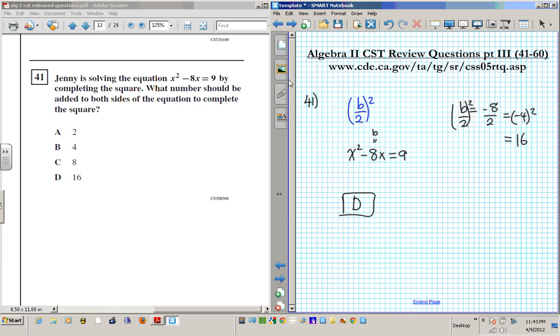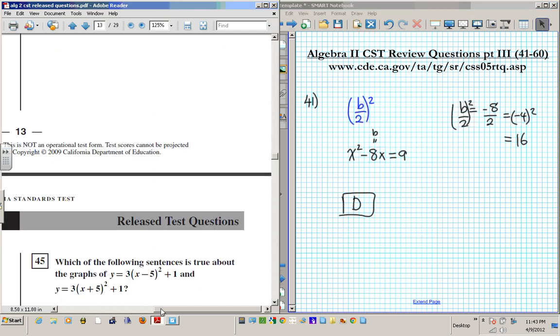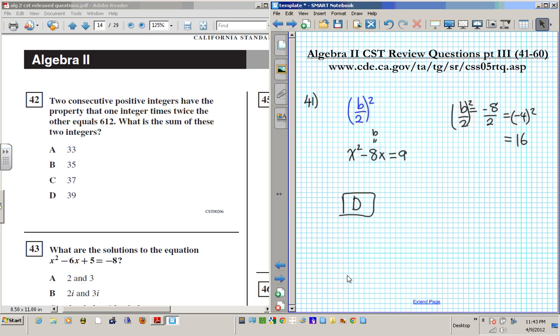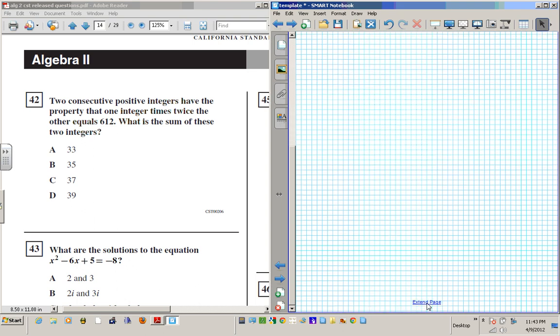Alright, let's move along to question number 42. Question 42 says two consecutive positive integers have the property that one integer times twice the other equals 612. What is the sum of these two integers? So let the first integer be x. What does consecutive mean? Consecutive means that they differ from each other by 1. Like 3, 4, 5, these are consecutive numbers.